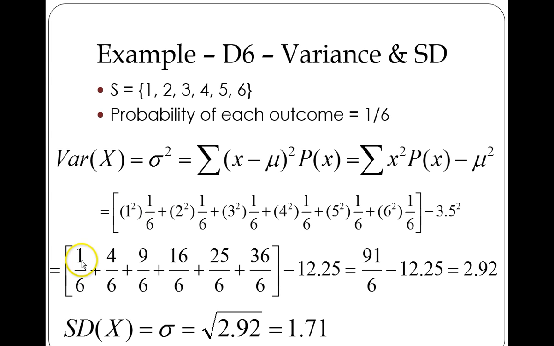So if we multiply these out, we get 1 over 6, 4 over 6, 9 over 6, etc. And the 3.5 squared is 12.25. So we're going to subtract that. If we add all of these, we end up with 91 over 6 minus 12.25. And that turns out to be 2.92. And then that is the variance. And the standard deviation is just the square root of 2.92, or 1.71. Okay, so the expected value, or mean, of this distribution is 3.5, and the variance is 2.92.